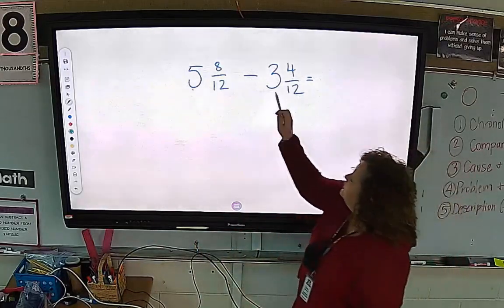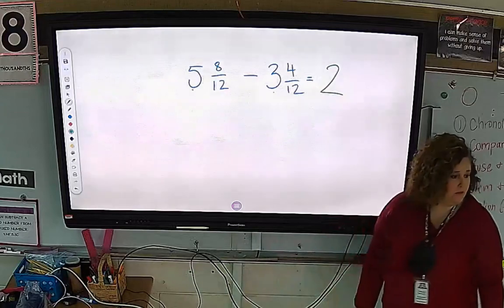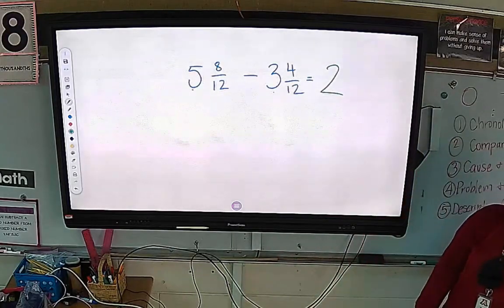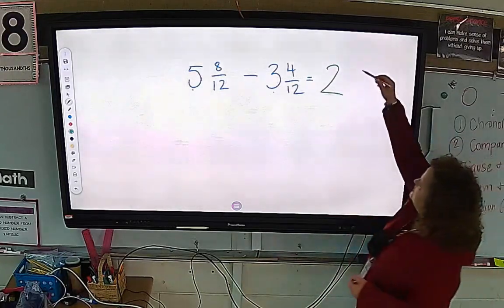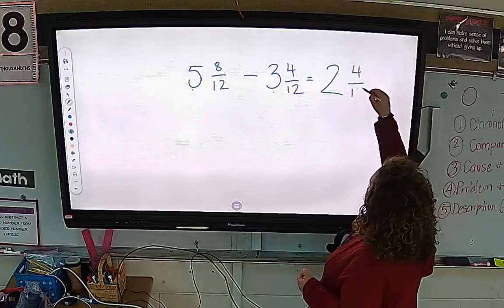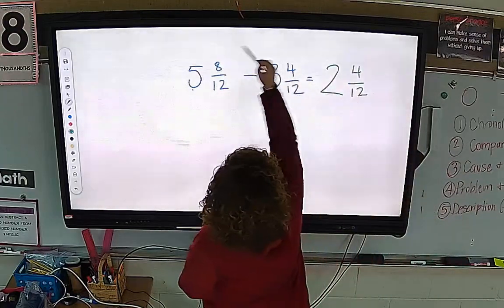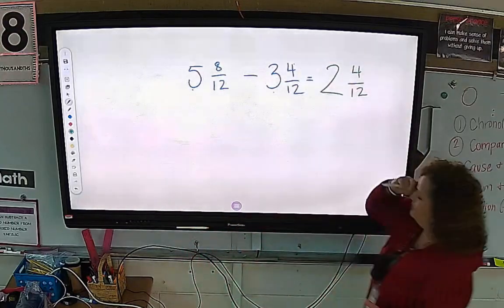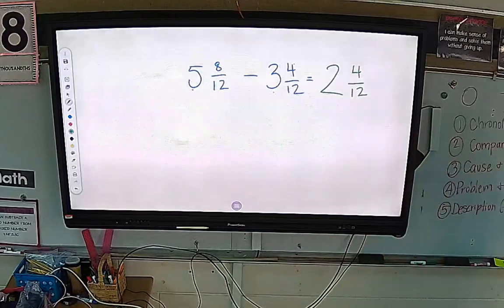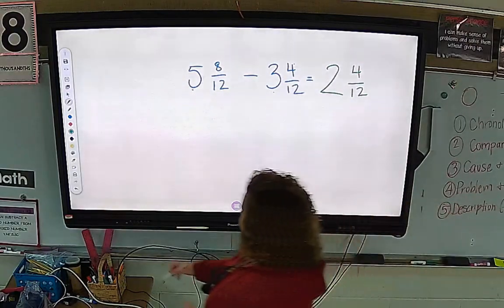Okay, 5 take away 3 is 2. You're right, and then what? And 4/12, yes. She got 4/12 because 8/12 take away 4/12 is 4/12. And that's as easy as it gets just about with those types of problems. Until you have one that's not like this.